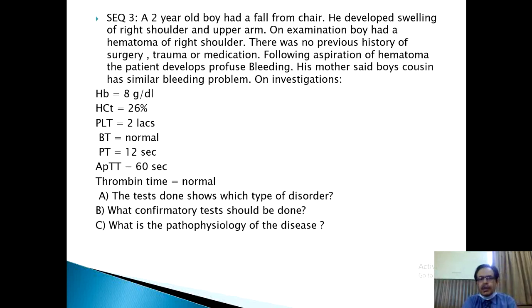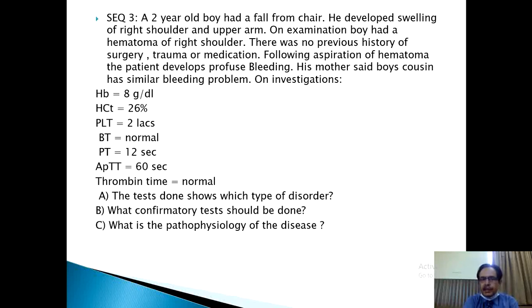Last SEQ, a 2-year-old boy had fallen from a chair. He developed swelling on the right shoulder and upper arm. On examination, he had a hematoma of the right shoulder. There was no previous history of surgery, trauma or medication. After aspiration of the hematoma, the patient developed profuse bleeding. See the important catch point, that after the aspiration of the hematoma, there is profuse bleeding from the deltoid. His mother said the boy's cousin has similar bleeding problems.